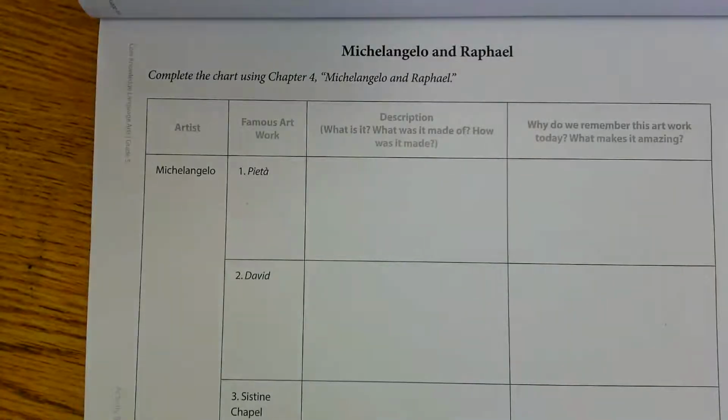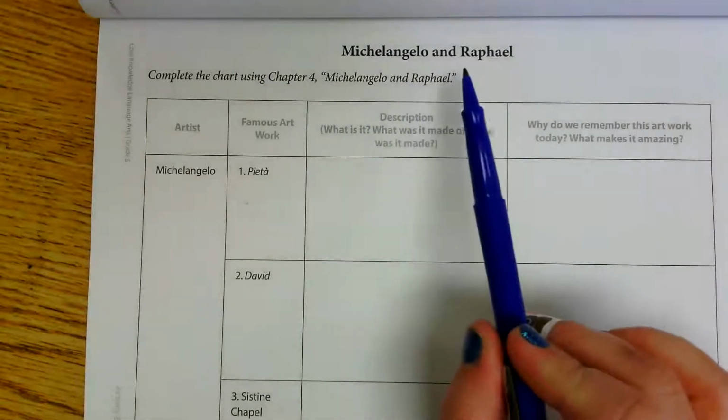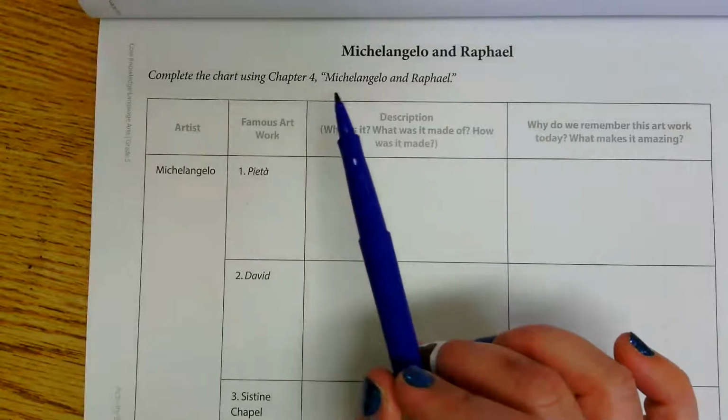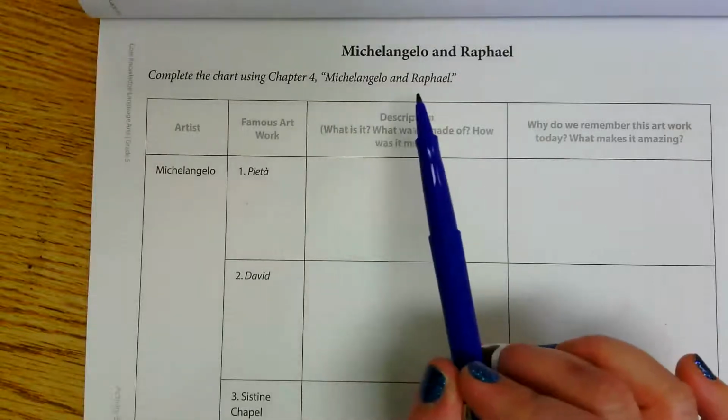Hey everybody, this is Miss Harrington, and today I'm going to get you started with activity page 5.2 that's going to cover Michelangelo and Raphael. So this comes from reading chapter 4, which is all about the artworks of Michelangelo and Raphael.